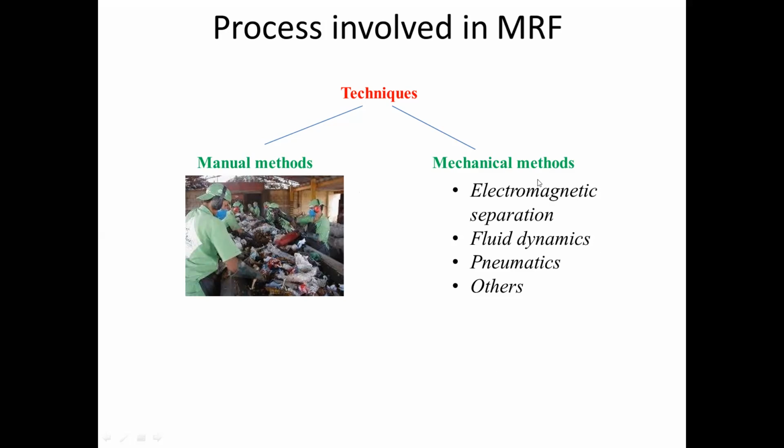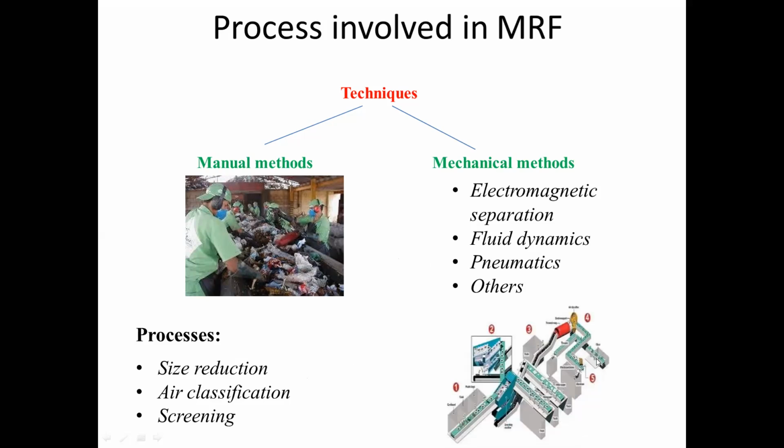Whereas in a mechanical method you take different systems such as electromagnetic segregation, then fluid dynamics, then pneumatics, and other techniques for the separation of the waste. In the mechanical method you also require the process of size reduction, air classification, and screening. This is a brief overview; when we come to the explanation we will have a detailed explanation of parts 1, 2, 3, 4, 5, and how we are going to do this.